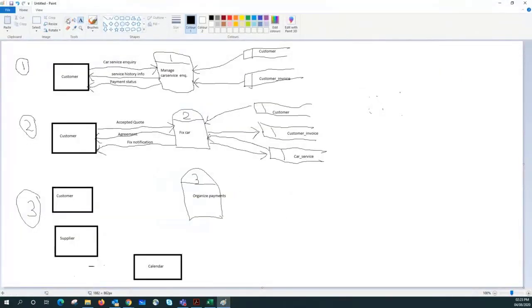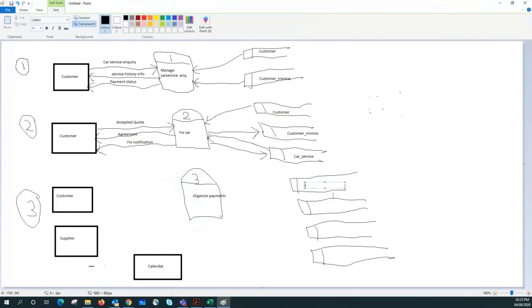Right, so let's draw the entities first. We need the customer entity, customer invoice entity, and then the supplier entity and supply invoice entity. So four. Let's name them: customer, then customer invoice, and then the supplier, and then supply invoice.